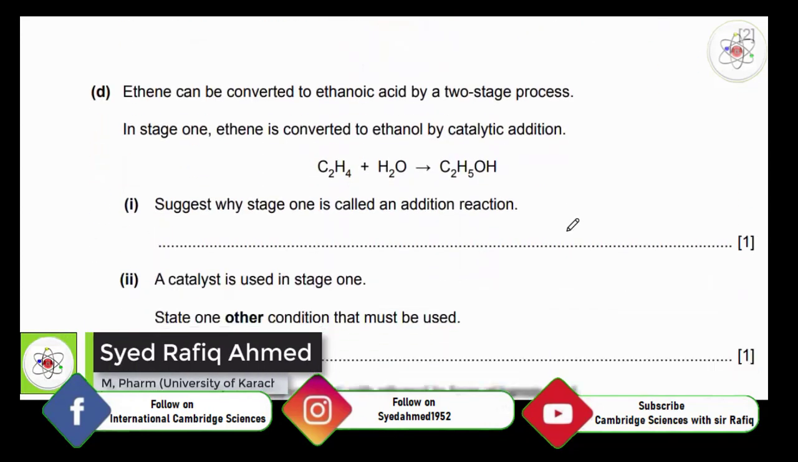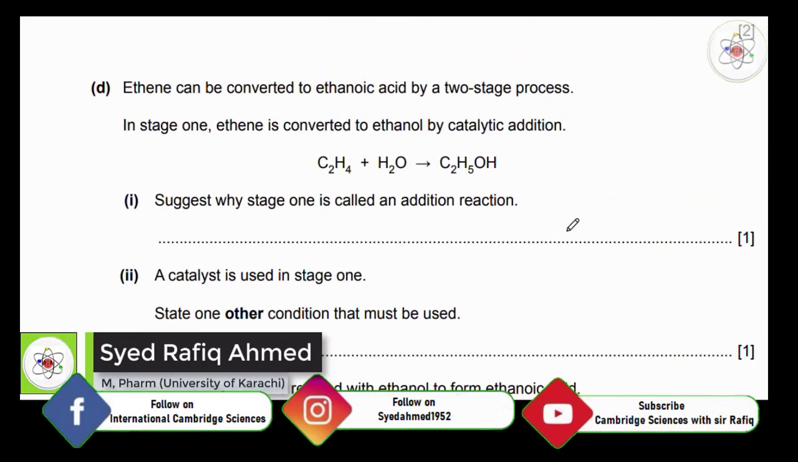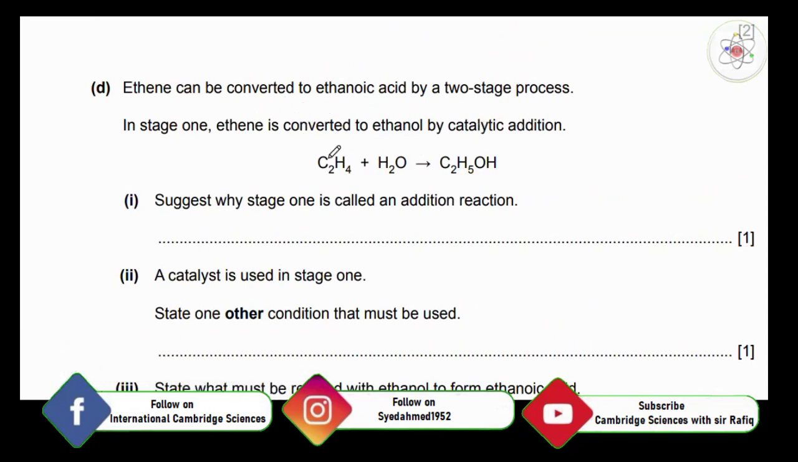Moving on, part D. Ethene can be converted to ethanoic acid by a 2-stage process. In stage 1, ethene is converted to ethanol by catalytic addition. If you remember this reaction, ethene gas is passed through steam at certain conditions: concentrated phosphoric acid is used as catalyst, at 400 degrees Celsius temperature and 70 atmospheric pressure. So these are the conditions provided for this reaction to take place, right?